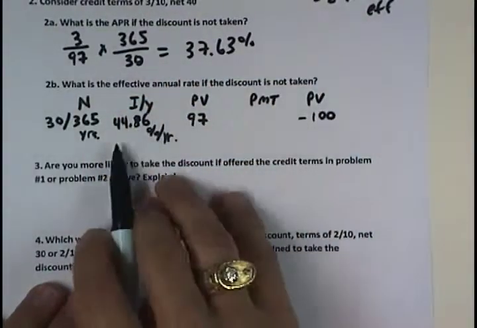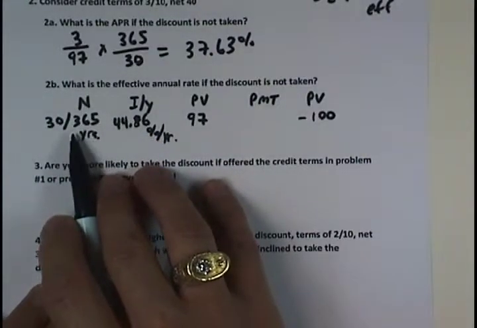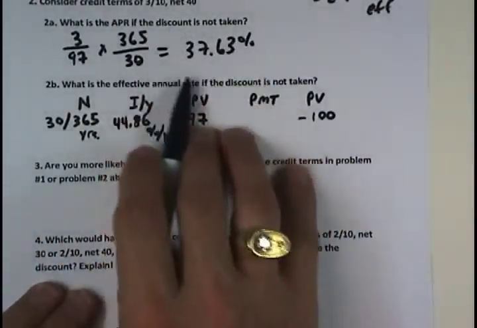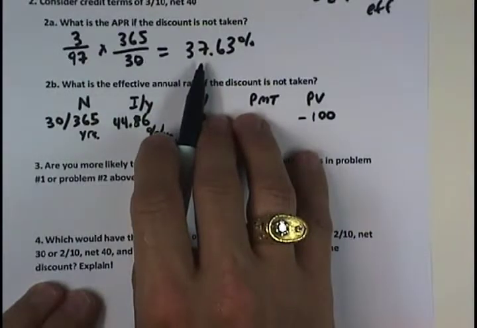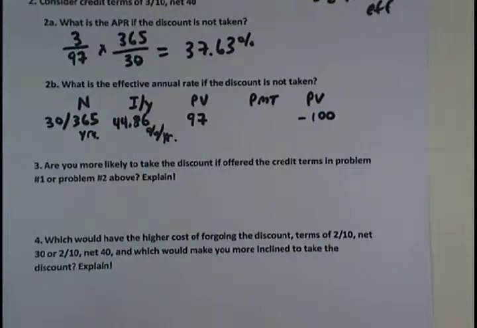Again, that is my rate per year because I put in the number of years. It was 30 over 365, or about 8% of a year, or 1/12 of a year. And if this APR here were compounded every 30 days over the course of a year, that would effectively amount to a rate of 44.86%.